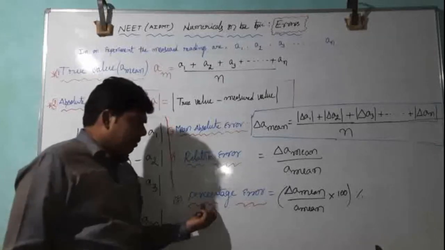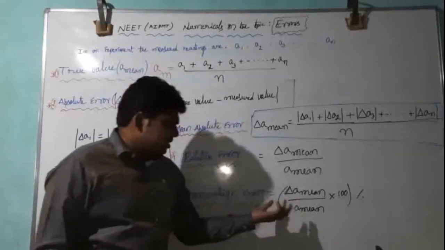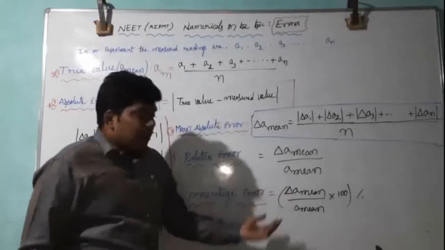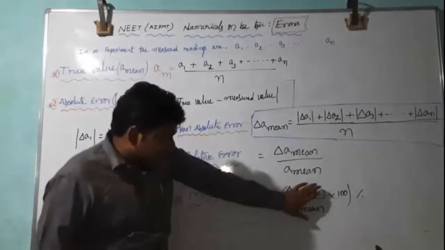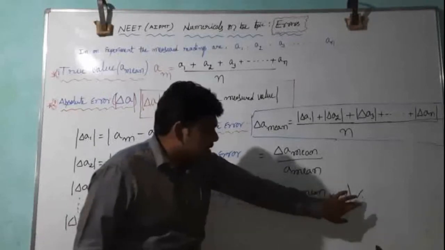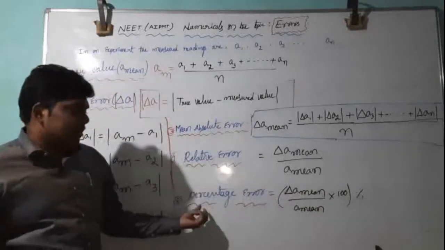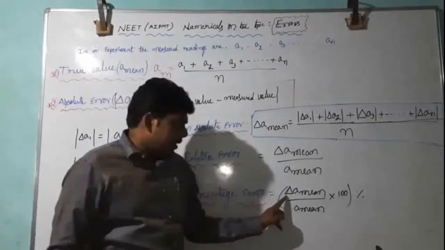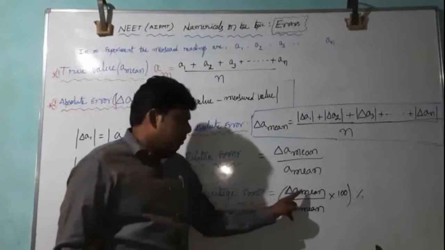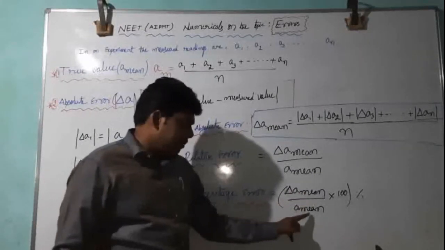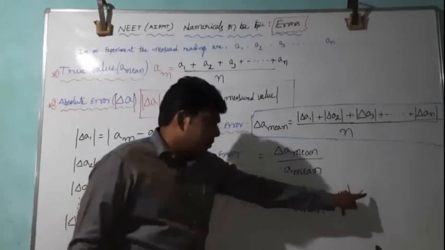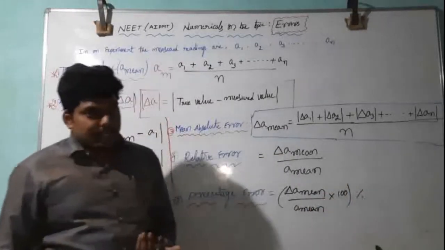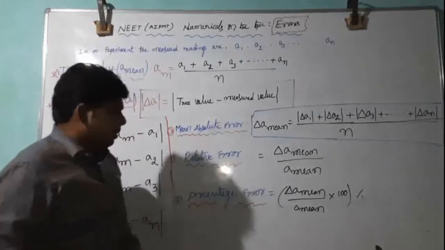Percentage error can be calculated using this formula. It is the relative error only, but expressed in terms of percentage. The relative error multiplied by 100 and expressed as a percentage is the percentage error. That can be calculated using the formula mean absolute error divided by the mean value or true value, times 100, expressed as a percentage. Then we can call that the percentage error.